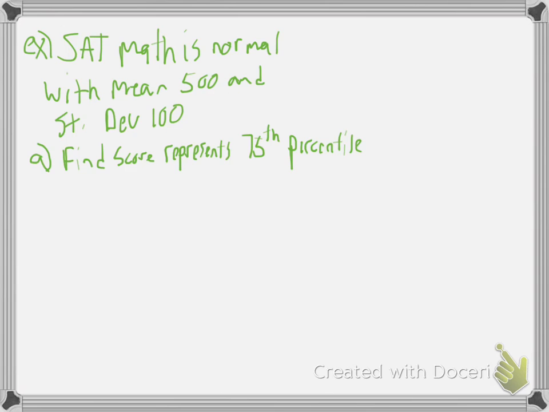Okay, on to some further examples, but these examples now we're going to do where we have an area and we're going to have to go back and find a score. So let's go back to the SAT math. The SAT math is normal with a mean of 500 and a standard deviation of 100, which means that we can draw the normal curve. Put up our curve there. Put 500 in the middle. And we need to find the score that represents the 75th percentile.